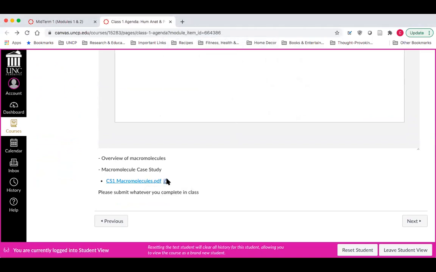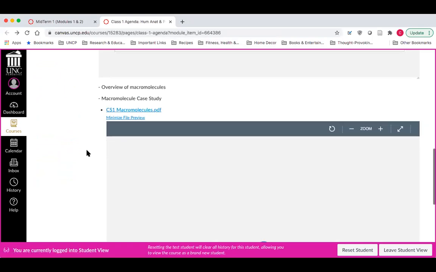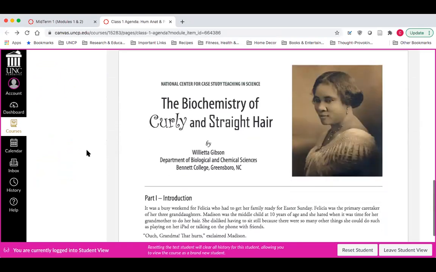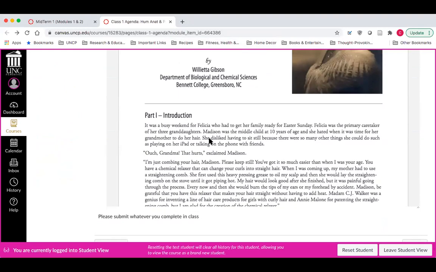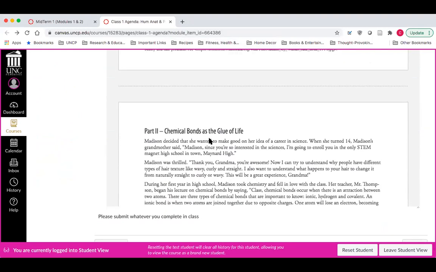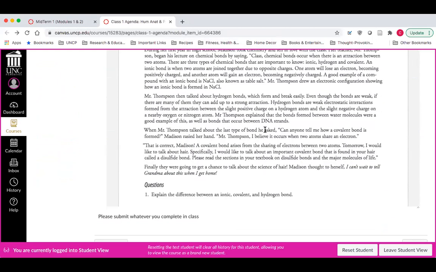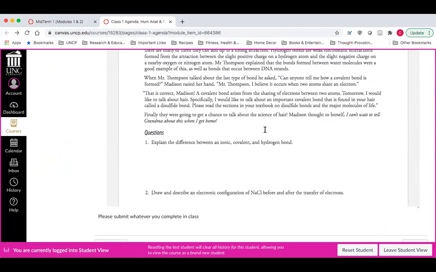So the last thing that we're going to do is part of this case study. This case study is about hair. I think it's an interesting one. If you guys are curious about why some people have curly hair versus straight hair, you can read through this. We're going to skip part 1 and we're going to skip most of the words for part 2. So the last thing that we're going to work on, and I'll show you where you're going to submit your stuff, is this question right here.